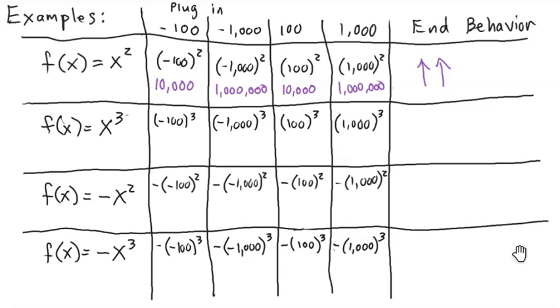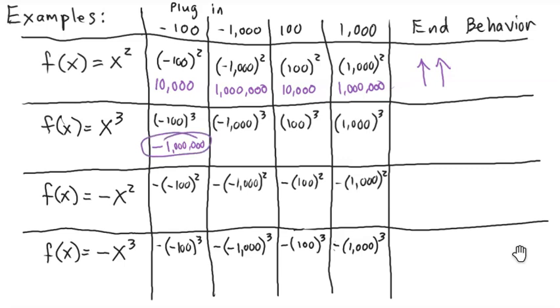Okay. Let's now try x cubed. Okay. Well, we know that a negative, so we got negative 100 here. Okay, and a negative times a negative times a negative. Well, a negative times a negative is a positive, and then a positive times a negative is a negative. So this is going to wind up being a negative number. And 100 times 100 times 100 is, let's see, that's a million. So we're going to have negative 1 million. Okay? Negative 1 million.